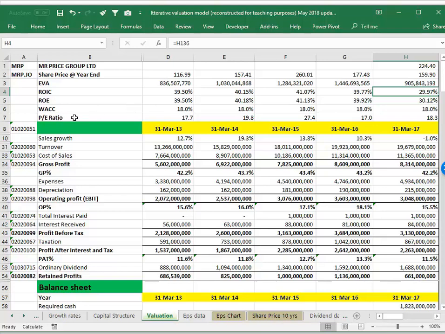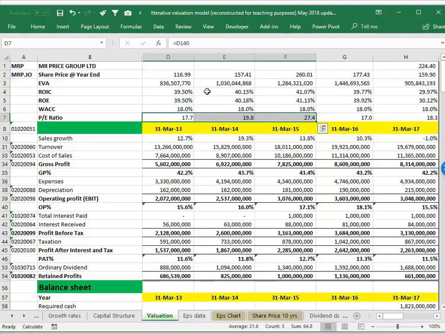I've got a price to earnings ratio. Price is the share price and the earnings is the earnings per share, and here we have this ratio at 17.7 in 2013. It goes up to 27.4 in 2015. This might imply that the share price is getting expensive, if you want, and you'll see it correlates to the share price going up. So that means the price is increasing faster than the earnings per share, and here it's declining as the share price declines.